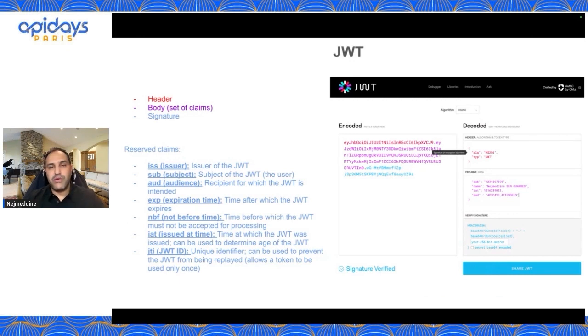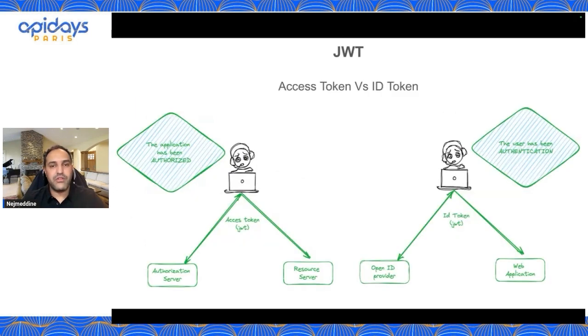The JWT, or JOT token, has three parts. We have the header, in which we specify which algorithm you are using and that the type is JWT. We have the body with a set of claims. Note that we have reserved claims, but you can add extra claims. And we have the signature. The signature is the way that lets you be sure that the claims are not modified after generating the JWT.